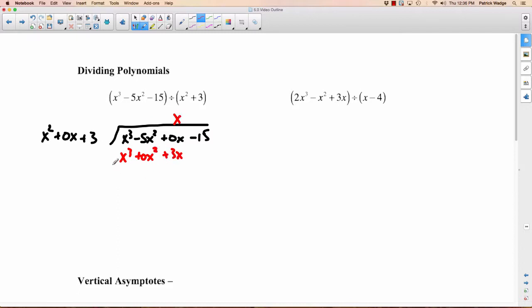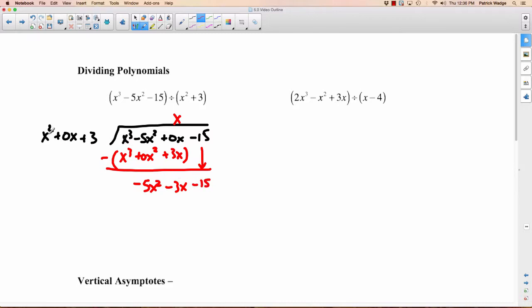And then what do we do now? We subtract, and we subtract the whole thing. So be careful. You have x cubed minus x cubed, which is nothing. You have negative 5x squared, take away 0x squared. Well, that's still negative 5x squared. And you have 0x, take away 3x, which is negative 3x. What do you do next? You drag down the negative 15, and we do this whole process over again.